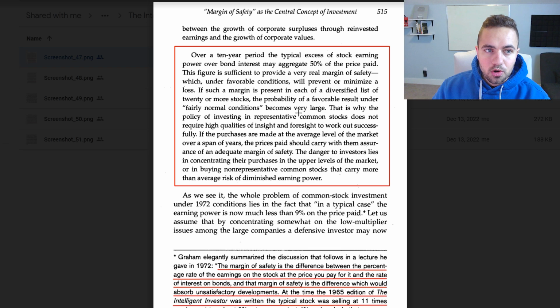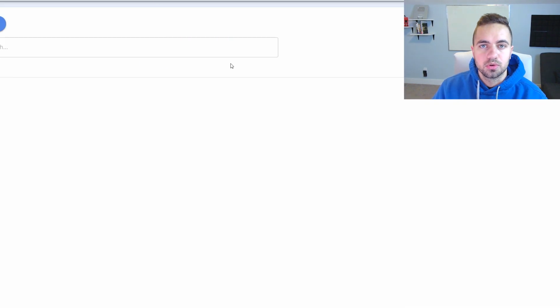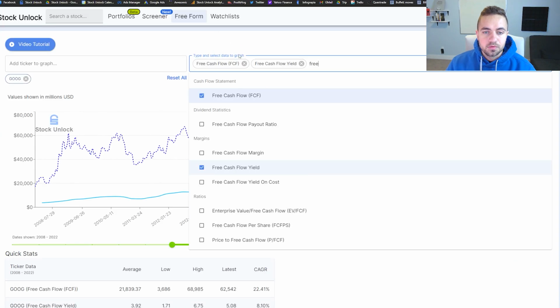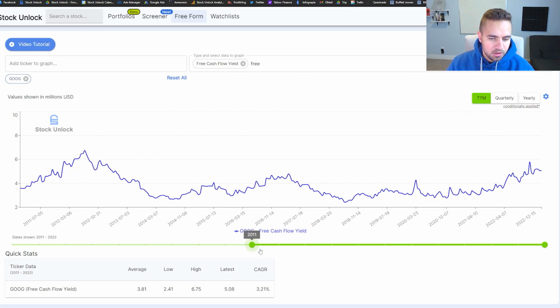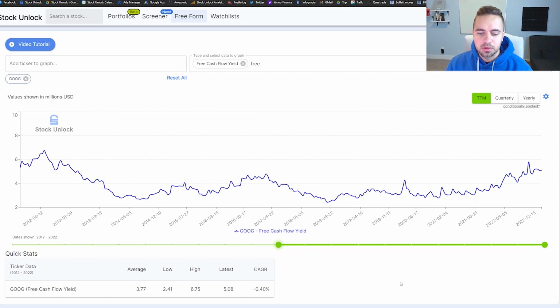Now, we can also head over to Stock Unlock and see all of this playing out in action. And we're going to check out Google to explain this even more. So for Google, I prefer to use the free cash flow yield because in our last video, I explained why I prefer to use free cash flow metrics instead of earnings metrics on a lot of stocks, and Google is one of them. So we're going to take a look at Google's free cash flow yield over the past decade. And we can see here that right now, Google has a free cash flow yield of just over 5%. Now back here in 2018, Google had a free cash flow yield of only 2.4%. So basically what we can see here is that over time, Google's free cash flow yield has changed.